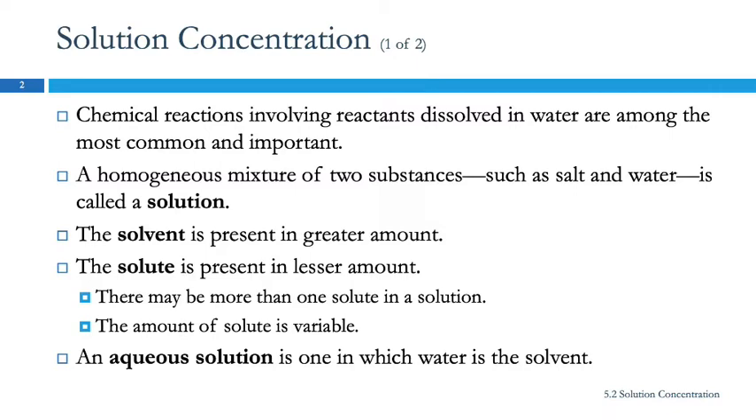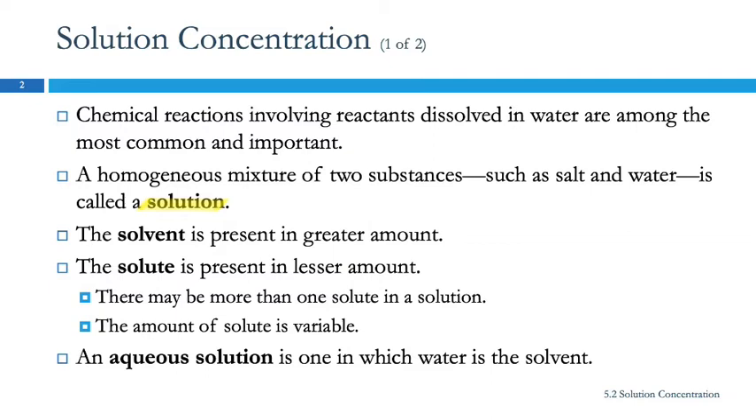So solution concentration. Chemical reactions often involve reactants that are dissolved in water. These are very common and important, and so that's what we're going to learn about. A homogeneous mixture of two substances, such as salt and water, sugar and water, is called a solution. So a solution is a mixture, but it's homogeneous.